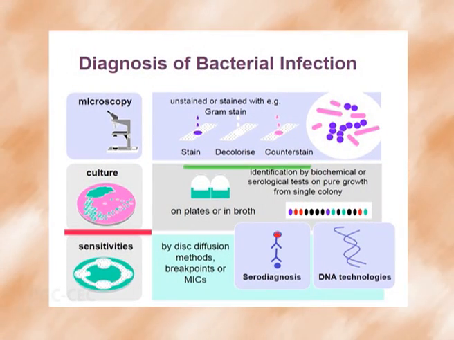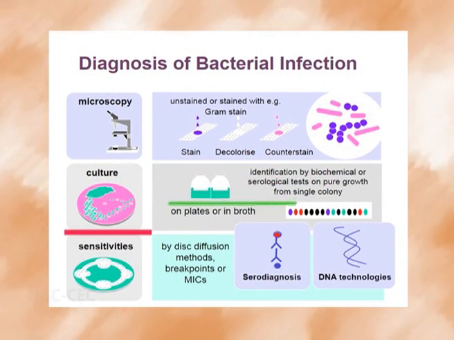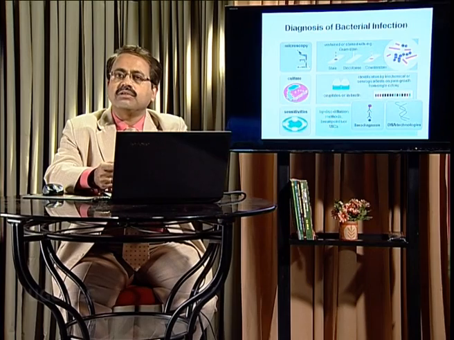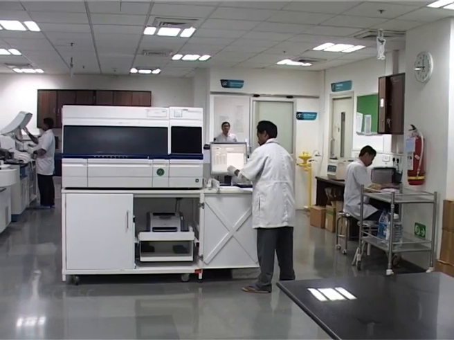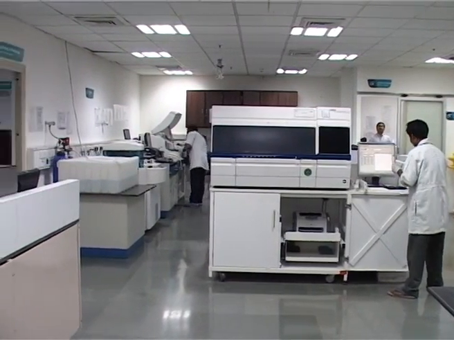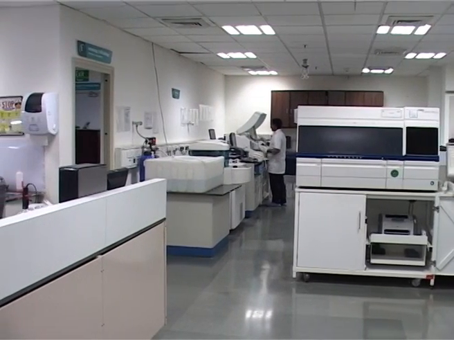We put the culture on plates or broths, and after the colonies grow on the plates, we take them for doing the antimicrobial susceptibility testing. So that is also a part of testing in the microbiology laboratory. Although there are other rapid methods also, like DNA technologies, molecular techniques, etc.